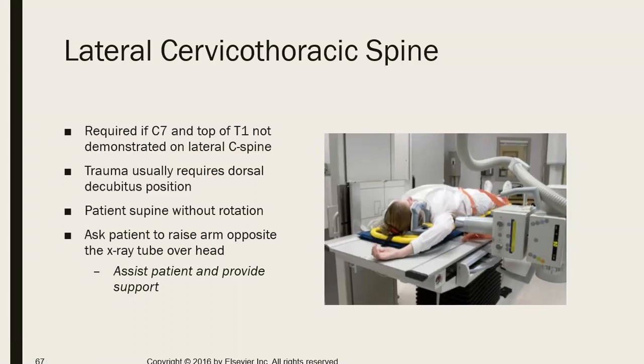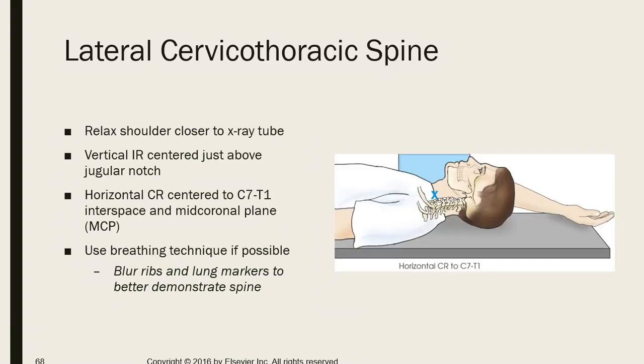Trauma usually requires a dorsal decubitus position and the patient is supine without rotation. You'd want to try to ask your patient to raise the arm opposite the x-ray tube over the head, and you can assist the patient and provide support if needed. This would be as best as you can get with the patient's condition, depending upon what's going on with your patient. Again, we want to relax the shoulder closest to the x-ray tube. Our vertical IR would be centered just above the jugular notch, and our horizontal central ray would be centered to the C7-T1 interspace and the mid-coronal plane.